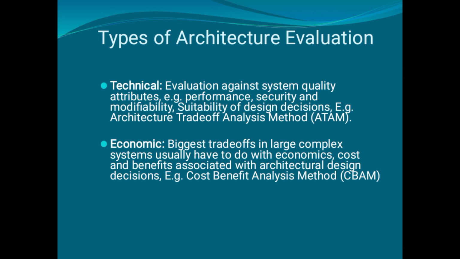Okay. So these are the two types of architecture evaluation. One is the architecture trade-off analysis method, which focuses on performance, security, modifiability, and suitability of design decisions. Second one is the CBAM, that is the cost benefit analysis method, which focuses on the cost and the benefits we are getting from the product. That is, evaluation will be done on these aspects. Okay, these are the two important architecture evaluation methods.